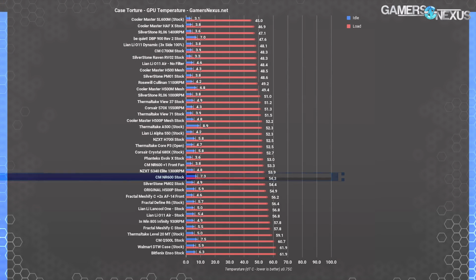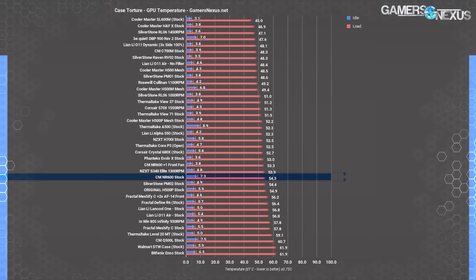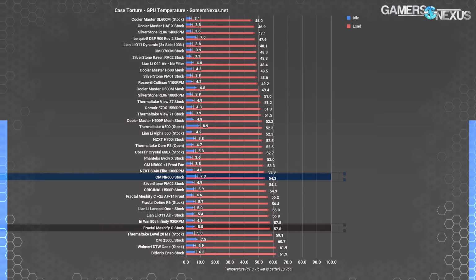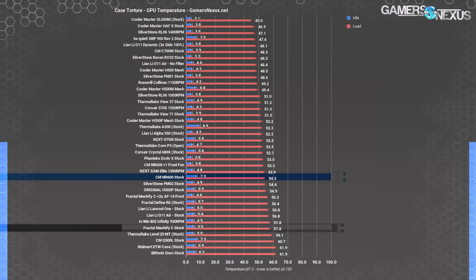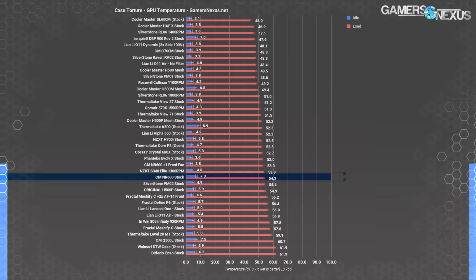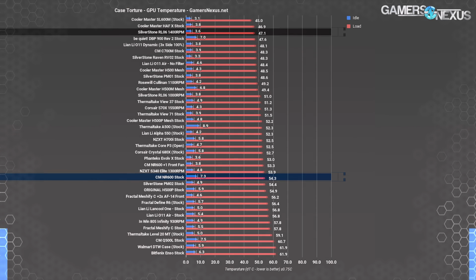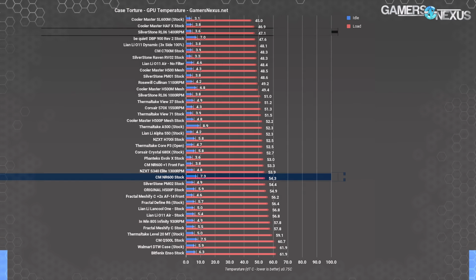Here's the comparative chart. A baseline of 54.3 degrees is on the warm side, judged against our other cases, but is still well under control. To be fair, the Meshify C averaged 57.8 degrees delta T over ambient in this test. With a full set of four 120mm fans, three intake, one exhaust in this case, we'd probably see scores comparable to the RL06 across the board. One of the advantages of mesh-fronted cases like this is that adding more fans will continue to improve performance.